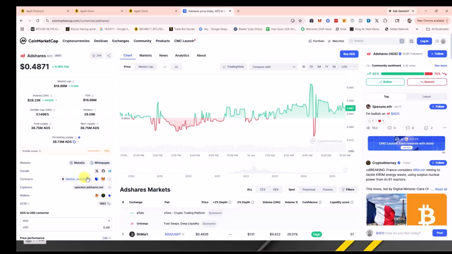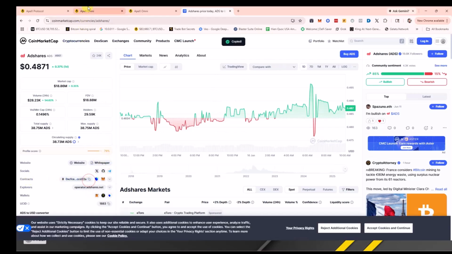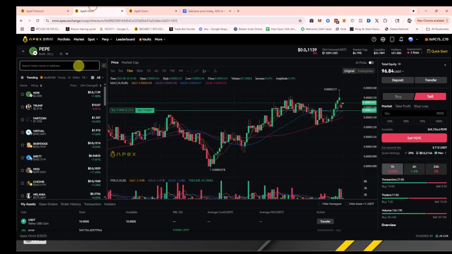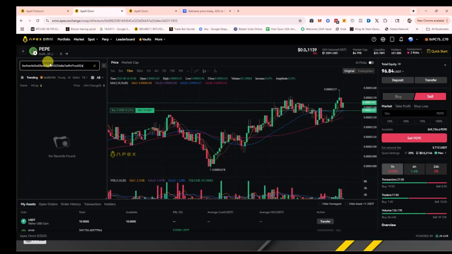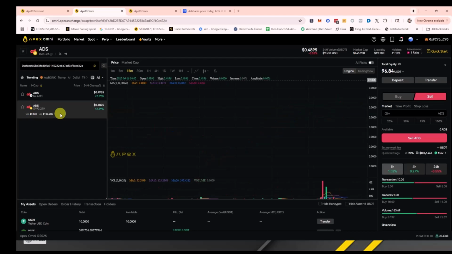So this is the contract here. You want to copy this contract, go back to Omni, and you can then paste that address. If you don't see your coin here, it'll look it up and say, hey, this is your coin, and it's on Ethereum and on the BNB chain. Is that Binance? Yeah. All right. So this is AdShares on the BNB chain. And with your equity, you then go back over here.